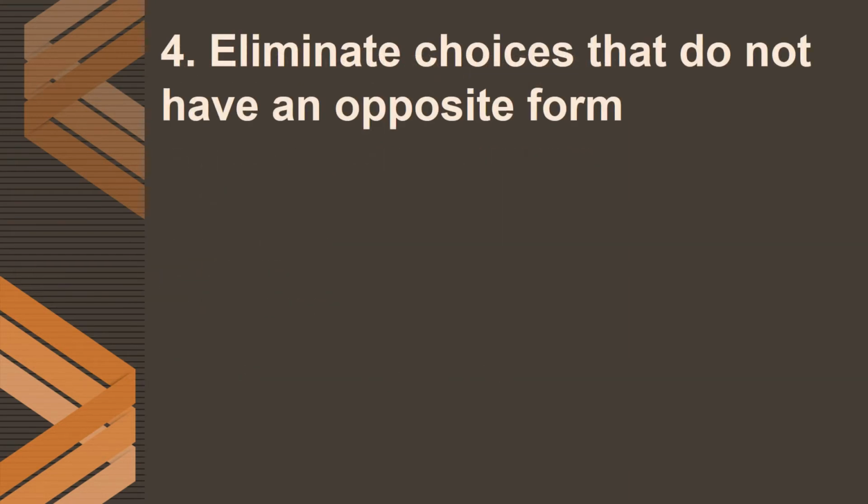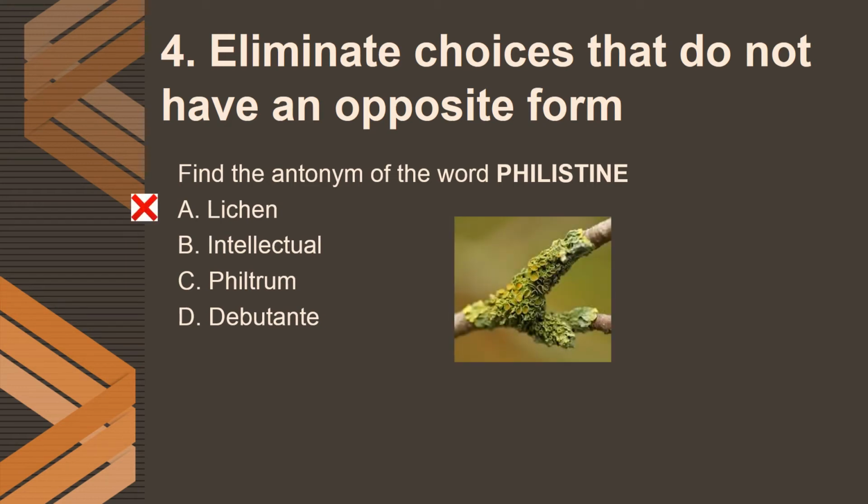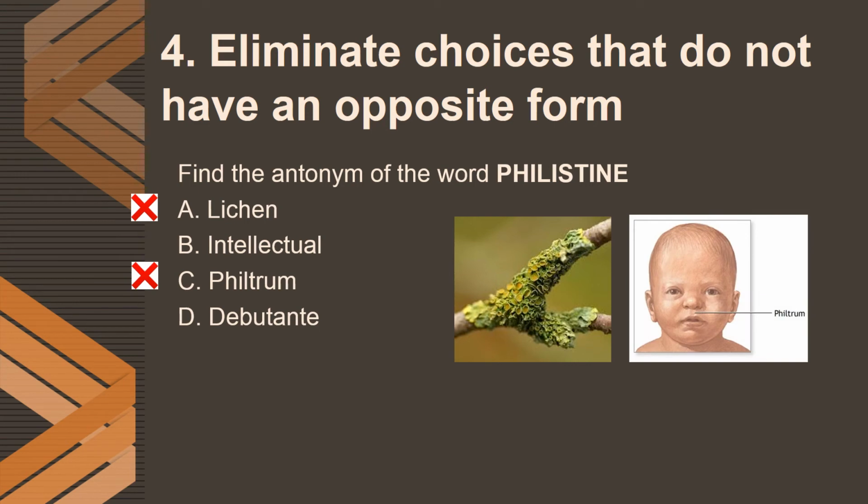Tip number 4 is to eliminate choices that do not have an opposite form. Look at this example. Find the antonym of the word Philistine. The 4 options are lichen, intellectual, philtrum, and debutant. Here, words such as lichen and philtrum do not have any opposite forms, as the former is a type of plant and the latter is a vertical groove on the surface of the upper lip. So here, the correct answer is option B, which is intellectual.